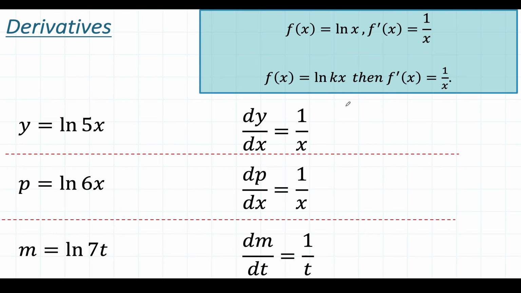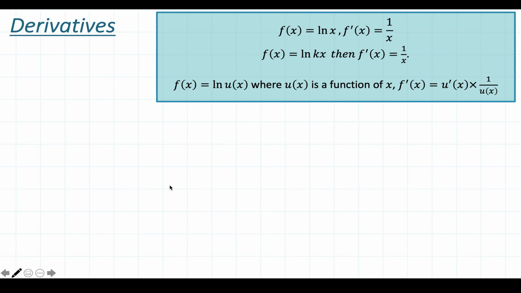An alternative way of seeing this is I can rewrite this using logarithm rules as an addition. So ln of 5 plus ln of x. The derivative of ln 5 is just 0, and the derivative of ln of x is 1 over x. Hence no matter what the coefficient is inside the argument, the derivative will always be 1 over x. So whenever you're unsure, always use the logarithm rules to split this up.